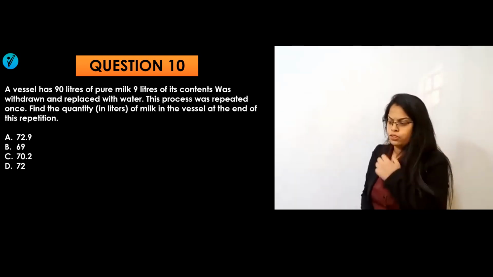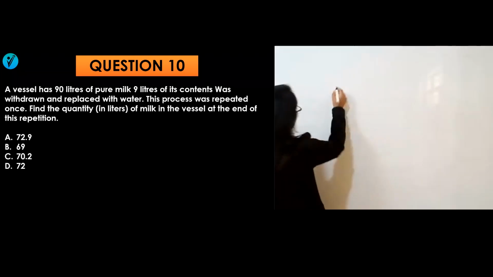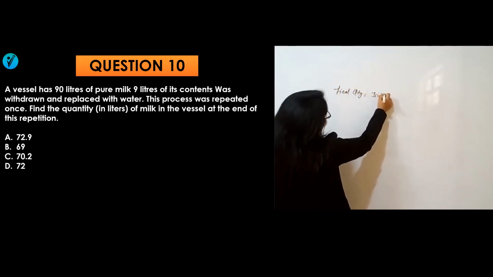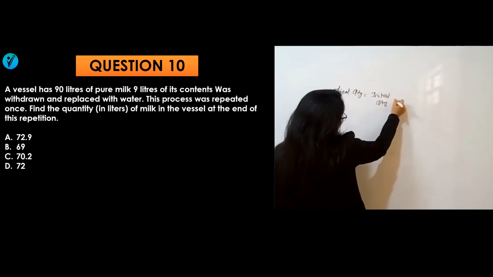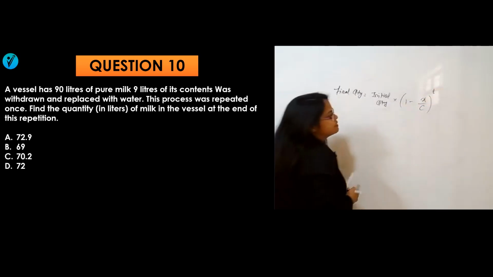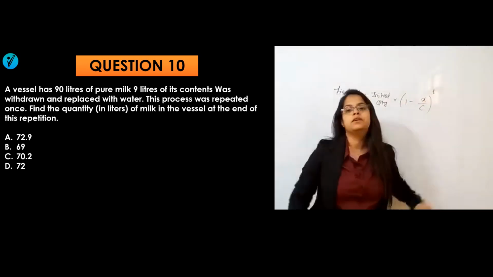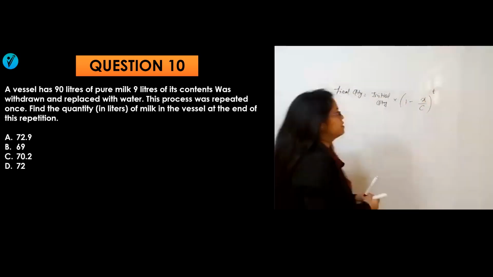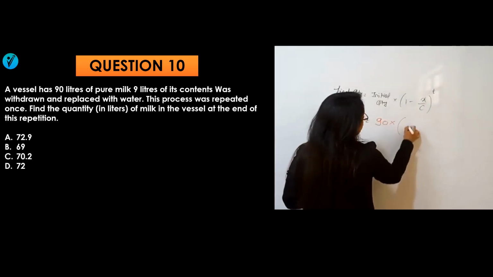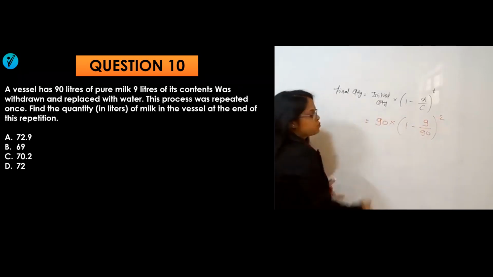I know that whenever we repeat this process, the formula is: final quantity is equal to initial quantity into (1 minus x by c) raised to t, where x means the quantity which you are taking out, c is the capacity of the container, and t is the number of times you are repeating the process. So I have to find out the final quantity. Initial quantity was 90. You are taking 9 liters out of 90 two times. So what will it become?